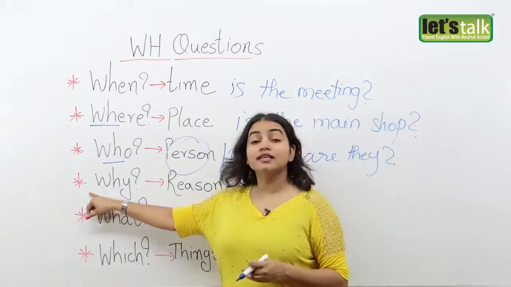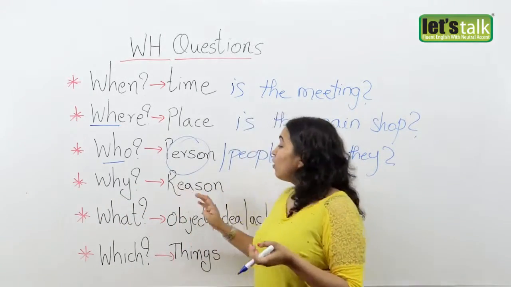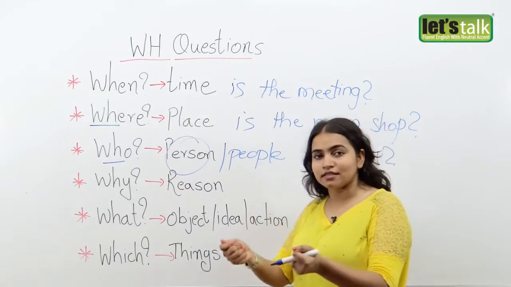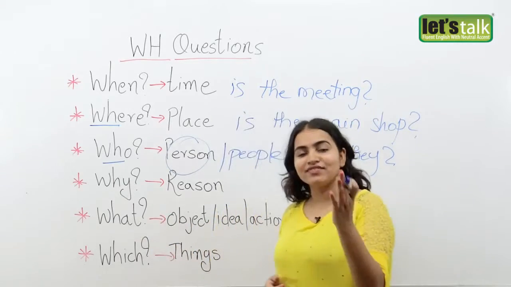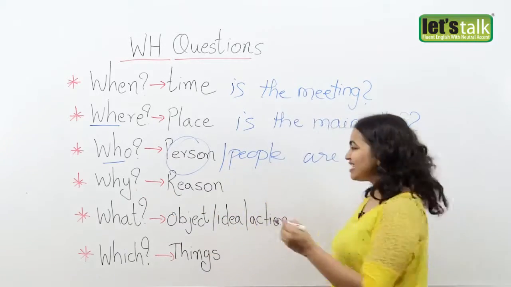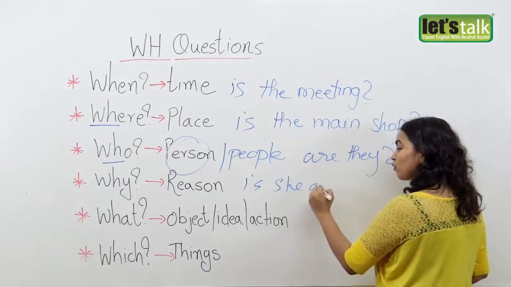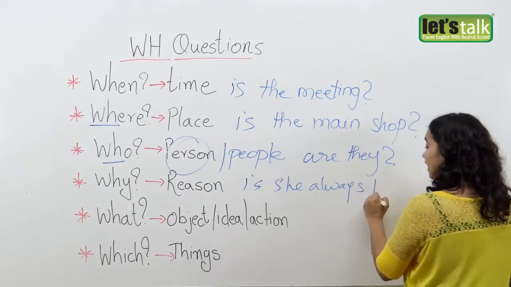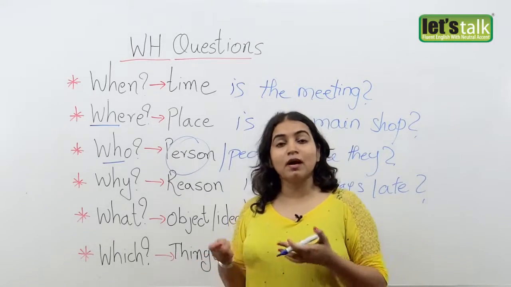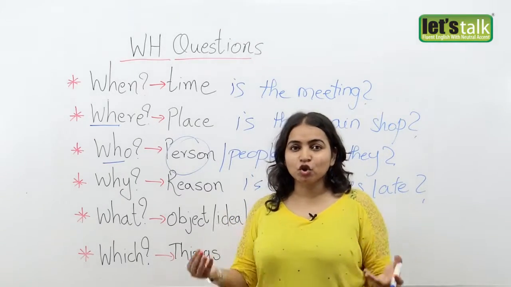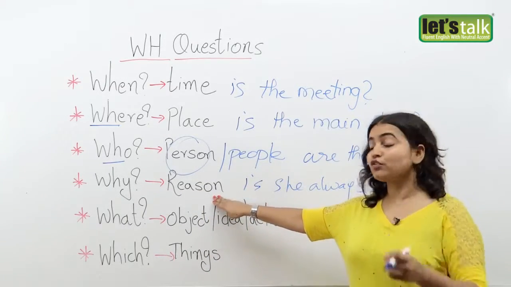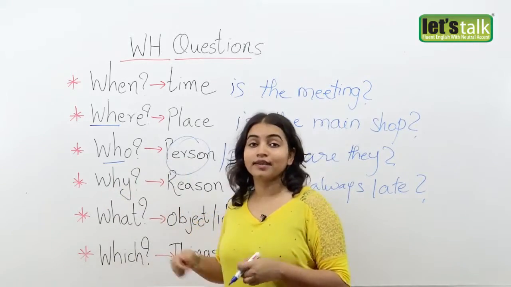Our next question is the question why. When do I use why? A lot of times we need to get a reason as to why something happened. And that is when you use the question why. So I could say, why is she always late? Or why did you not come earlier? Or why did you cook fish for dinner today? So you always want a reason, and that's when you use the word or the question why.